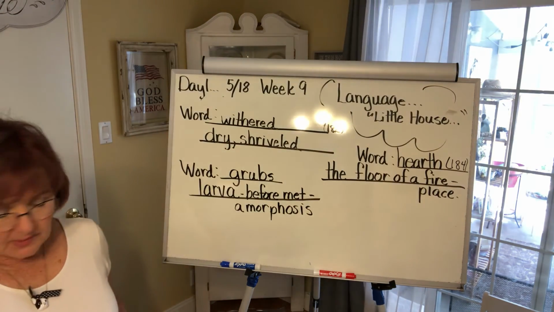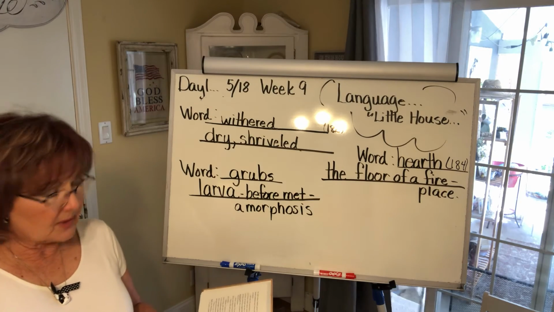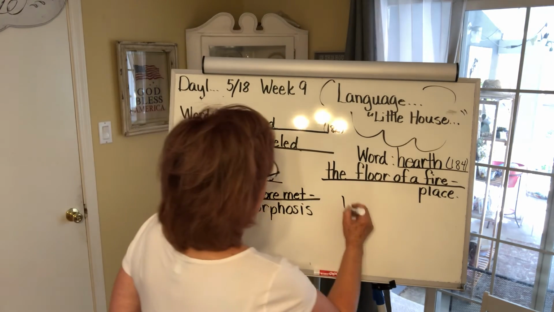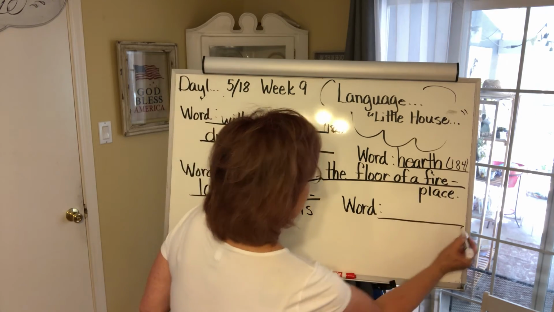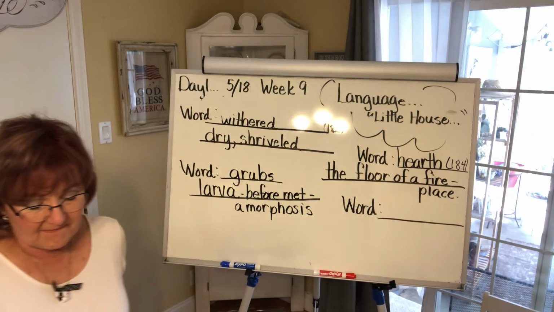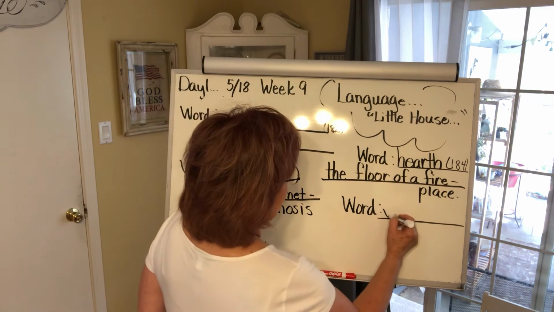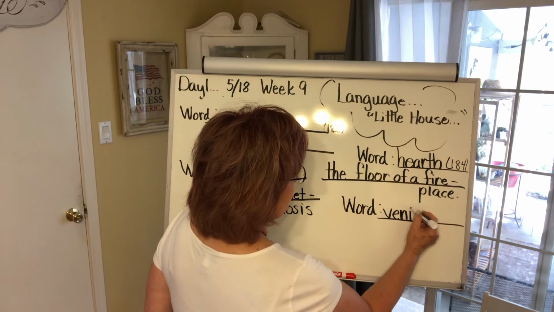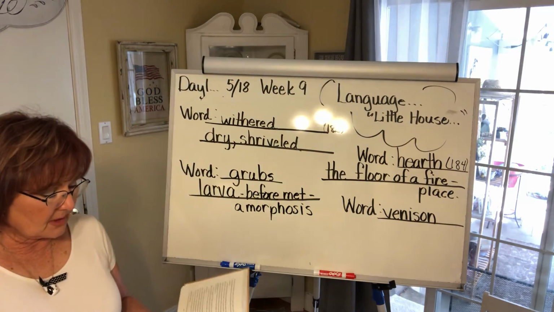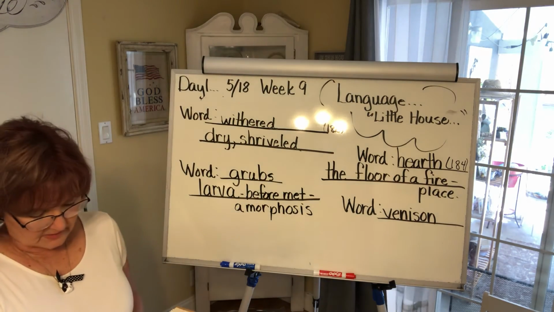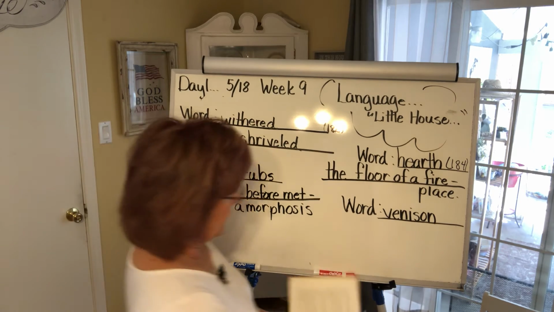So the last one I picked, I know Zach would know this word. I know for sure he would be very familiar with this word. It is venison. Right, Zach? Because I'm sure you have had venison in your life, and it is found on page 185.